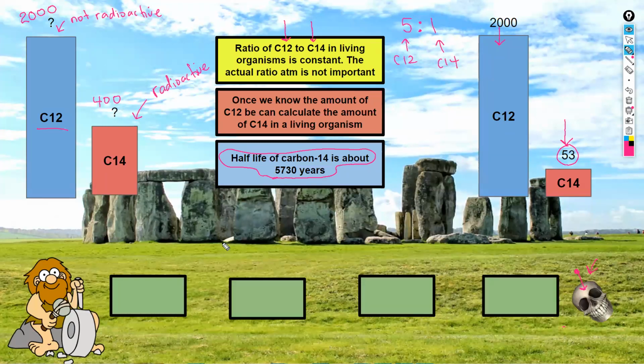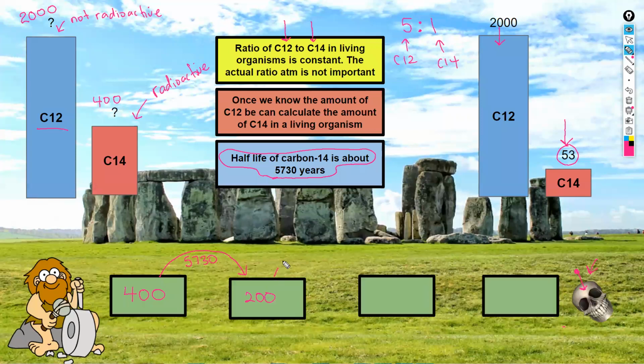So look at this. Keep your eyes on the carbon-14. When the caveman was living, he had 400 radioactive atoms of carbon-14. After the first half-life, and how much is a half-life? 5,730 years. He just died. So 5,730 years later, half of it disappeared. So half of 400 is 200. But that's only after the first 5,730 years.